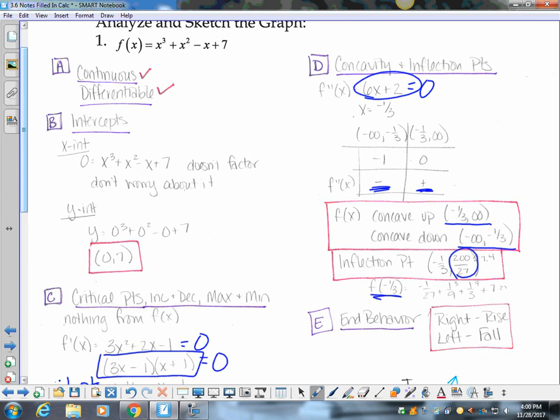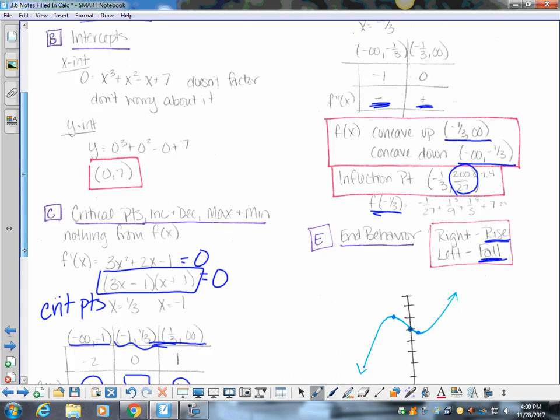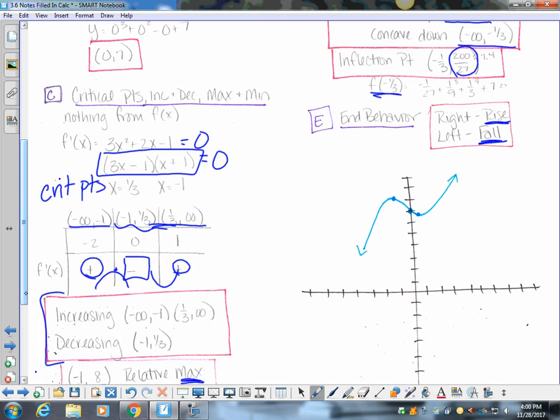End behavior, I know from pre-cal, since he's an odd degree, that he will begin and end in opposite directions, and since his leading coefficient is positive, I know he will rise to the right. And because he's odd, I know he'll do the opposite to the left, so he will fall. Then that's it. That's all the information I need to draw my graph.